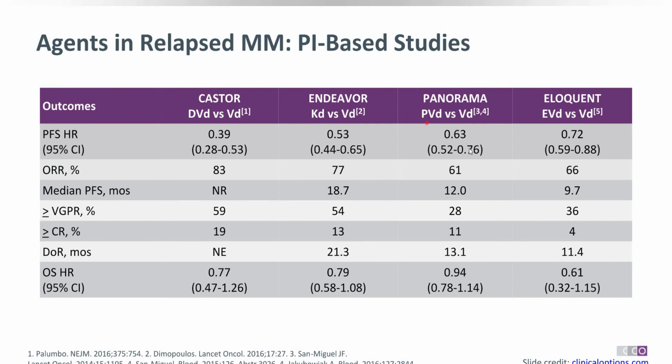So pomalidomide, Veldexa. This is also a good combination with an overall response rate of 61%, median progression-free survival 12 months with this triple regime. And duration of response is 13 months. So more or less at 1 year, a patient can be on this triple drug regime. Same is elotuzumab and Veldexa. I think this elotuzumab is not available as of now, although the trial has shown a better response than Veldexa only.